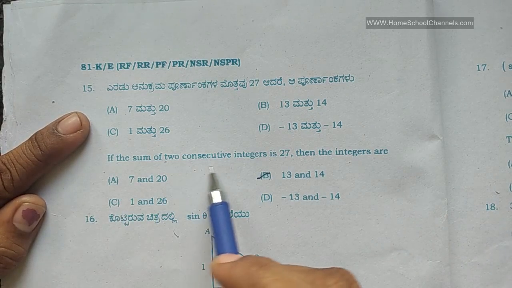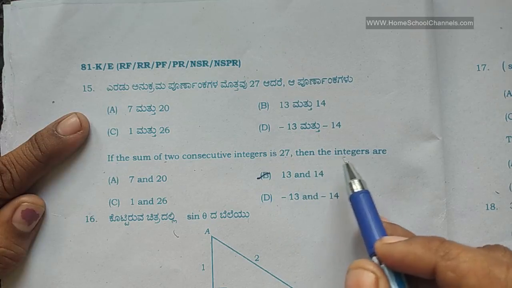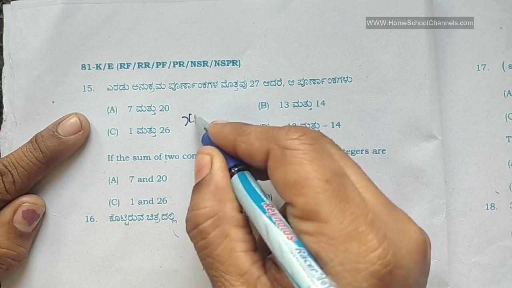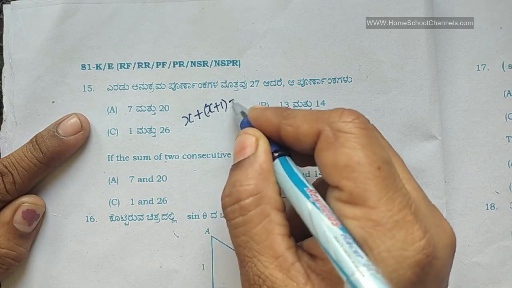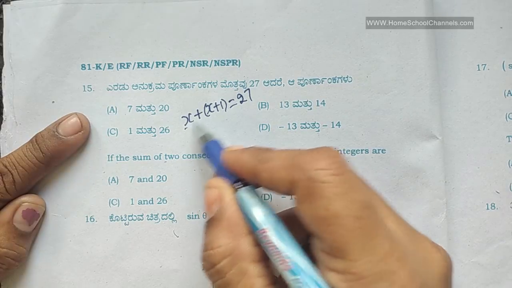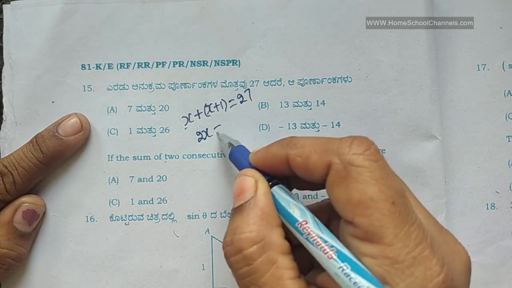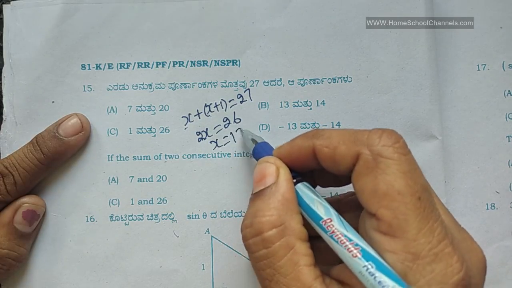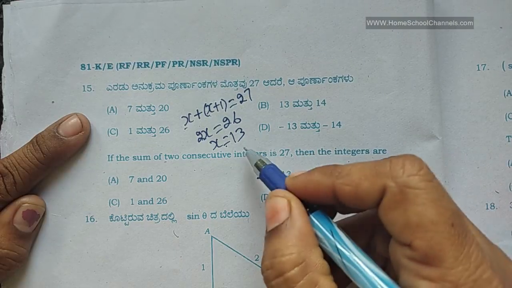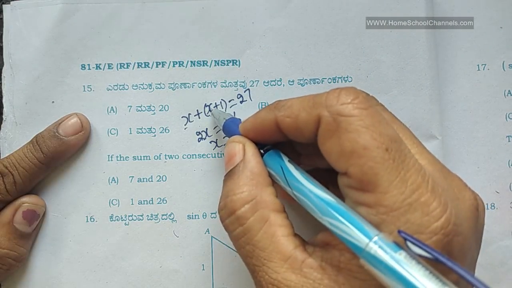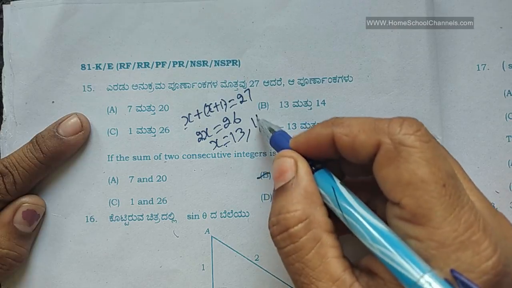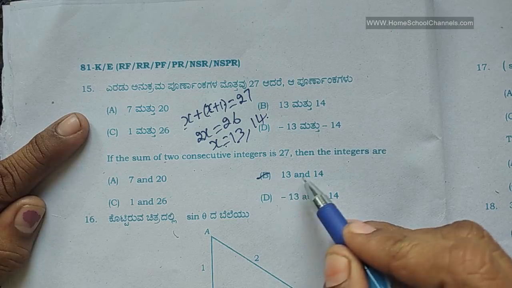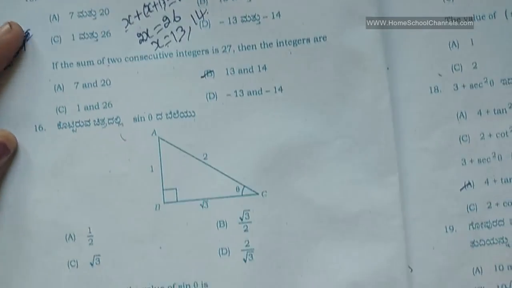15th one, if the sum of two consecutive integers is 27, then the integers are. You can write here x plus x plus 1 is equal to 27. x plus x, 2x plus 1, send other side. 27 minus 1 will be 26. x is equal to, divide this, 13. So, one integer is 13 and another integer is 13 plus 1, 14. So, 13 and 14 are the two consecutive integers. So, option B is your right answer, 13 and 14.